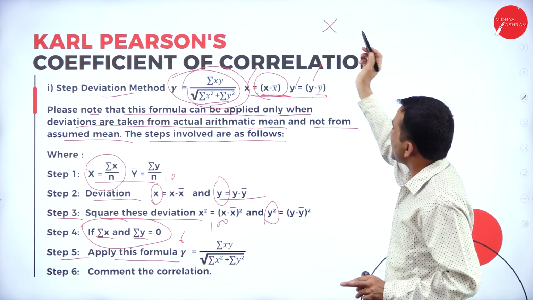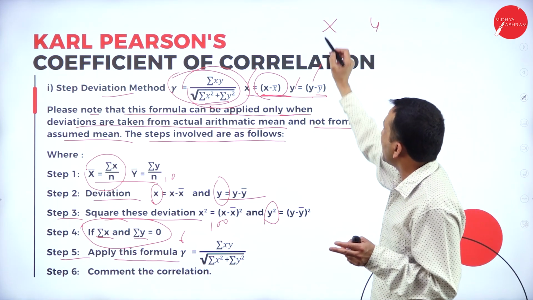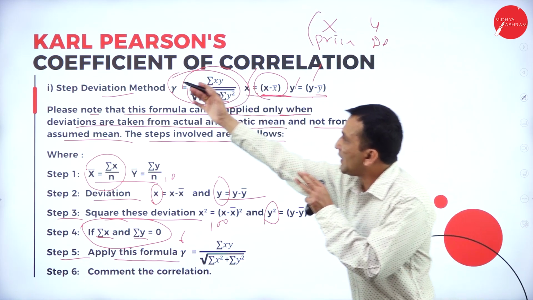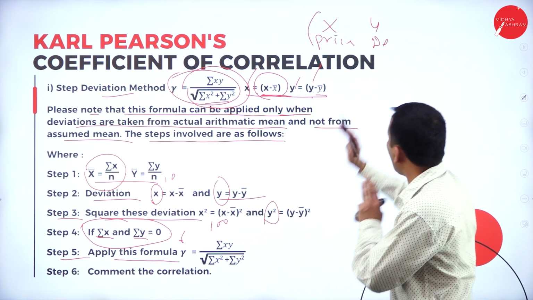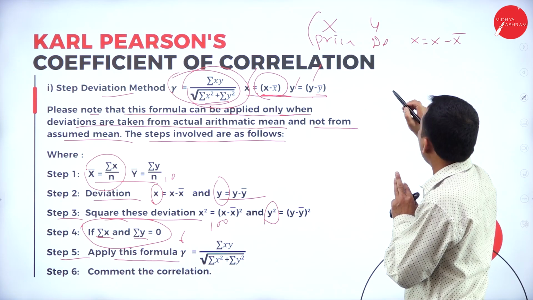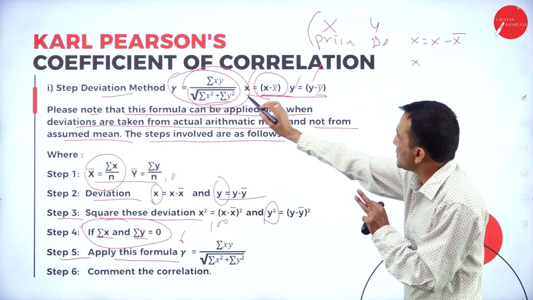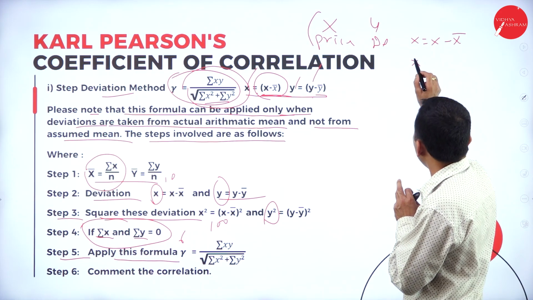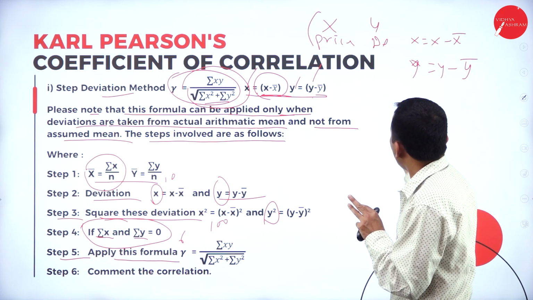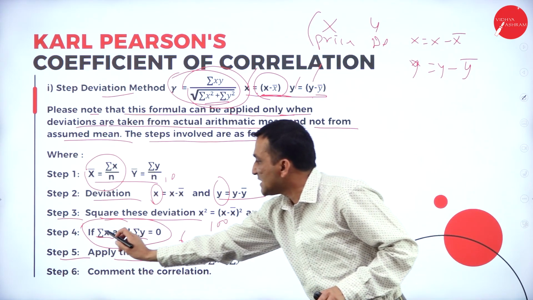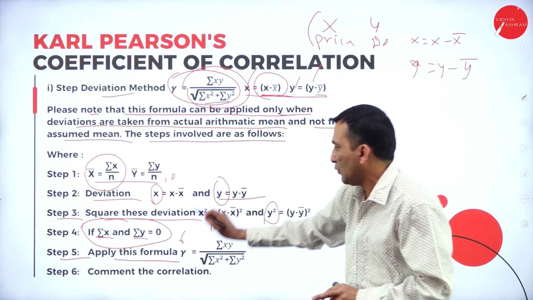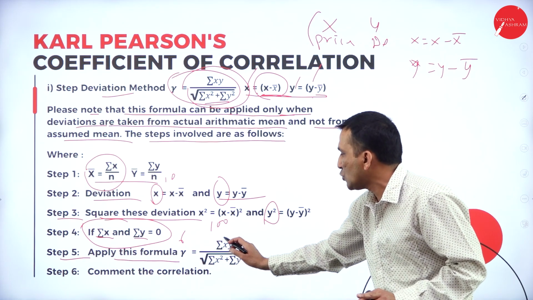In the question, the x and y series are given, or they can specify the names, price and demand. When you are doing the step deviation method, you need to find x minus x bar according to the formula, because you depend on the deviation x value, and similarly y is equal to y minus y bar. If after doing this you get sigma x and sigma y equal to 0, then we depend on this formula, gamma is equal to sigma fx.